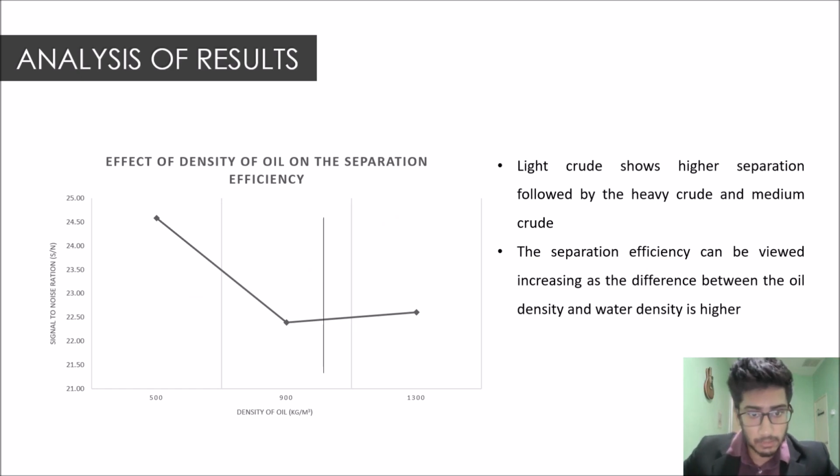Now the density, however, we can see that a density of 500 has the highest separation efficiency, and 900 has the lowest, and 1300 is somewhere in the middle. The correct way to read this graph is that this line is actually the density of water. So the lower the difference between the density of oil and the density of water, the lower the efficiency. For 900, the difference in density is only 100, so we have the lowest separation efficiency. For 1300, the difference in density is 300, so we have slightly better separation efficiency. And for 500, the difference in density is around 500, so it gives the best separation efficiency.